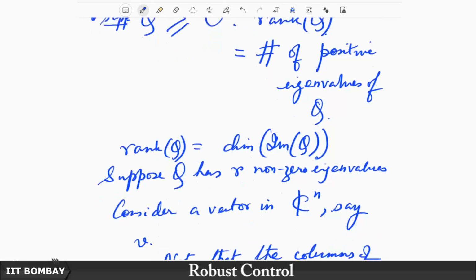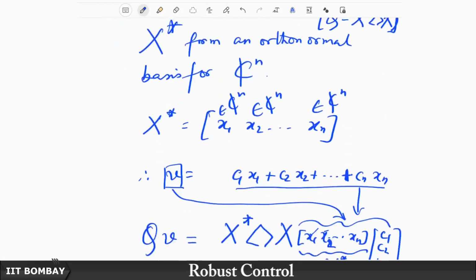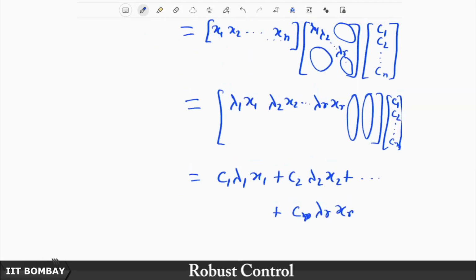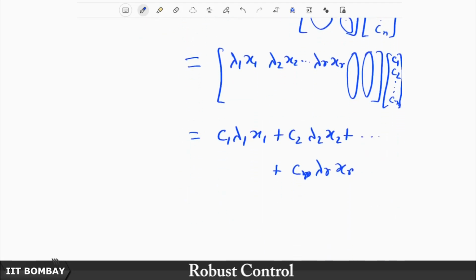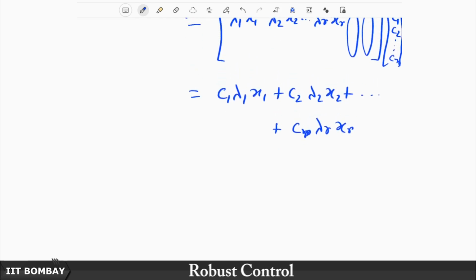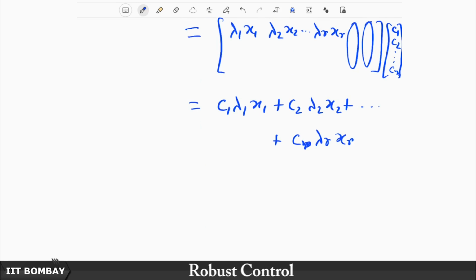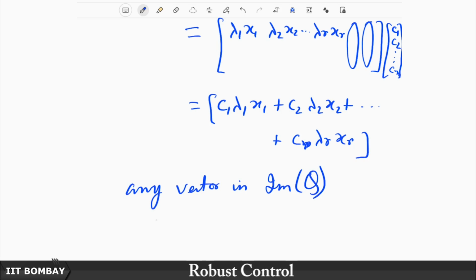What have we said? We have said that we have taken an arbitrary vector v and we have seen that if anything belongs to the image of Q, then it can be written in this form. So, any vector in image Q belongs to span x1, x2 dot dot dot till xr.